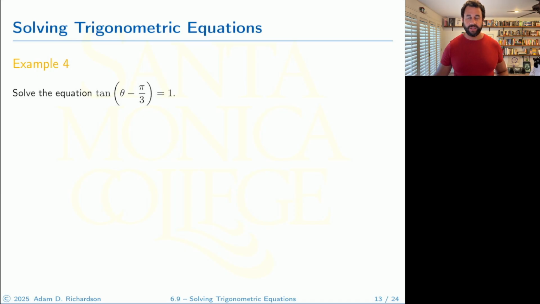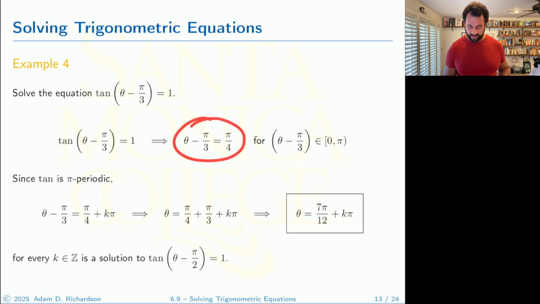All right, here we go. Let's do it together. So solving this is basically the same thing that we did using inverse trig functions. What angle has a tangent of 1? Well, one solution is pi over 4, right? So right off the bat, we get pi over 4, and that's just going to be in the interval 0 to pi.